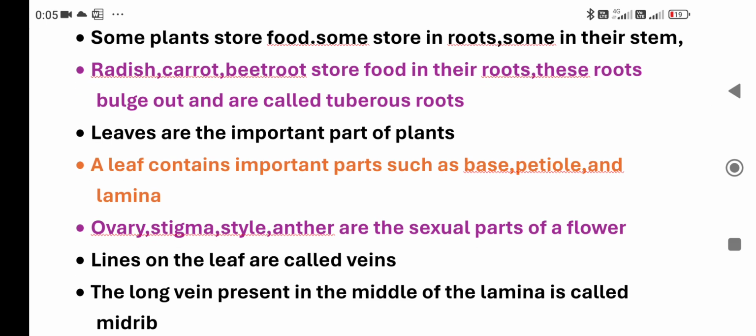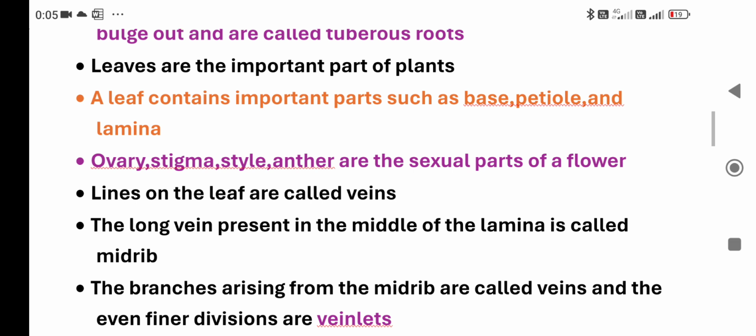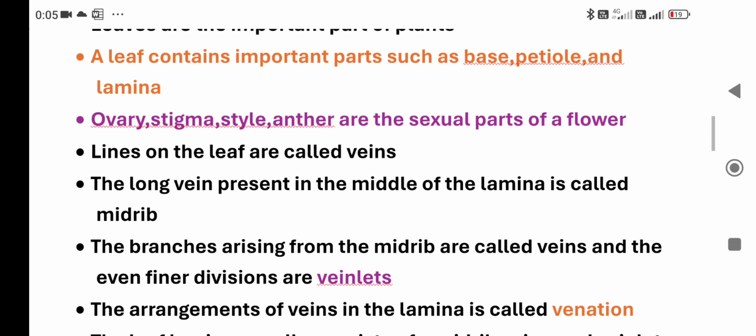Leaves are the important parts of the plants. You people know very well that the food material required for the plant is prepared in the leaves. At the same time, exchange of gas also happens in the leaves. That's why leaves are an important part of the plant. A leaf contains important parts such as base, petiole, and lamina.